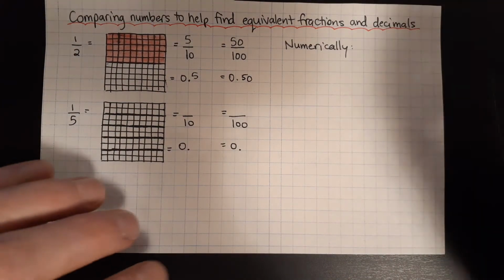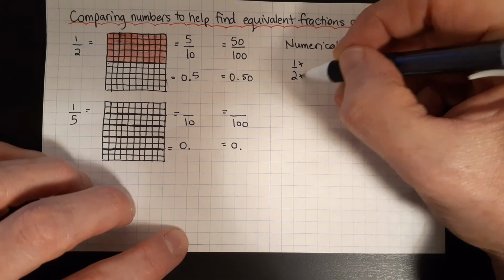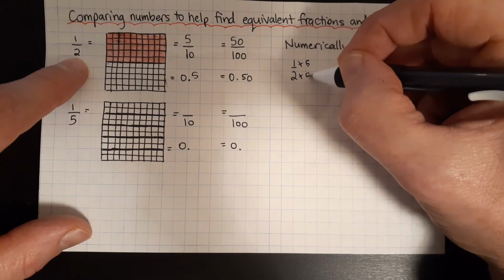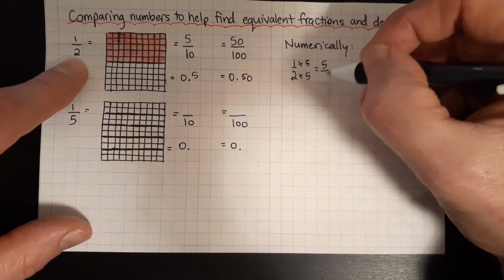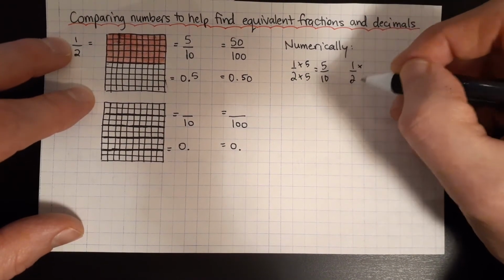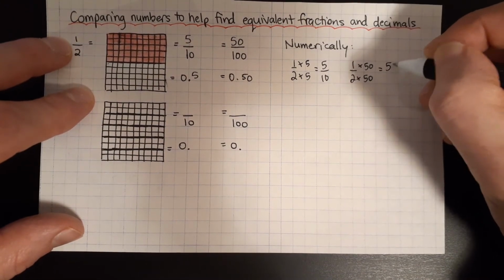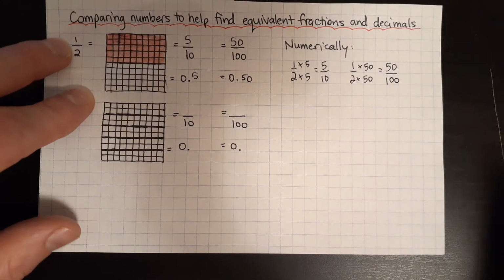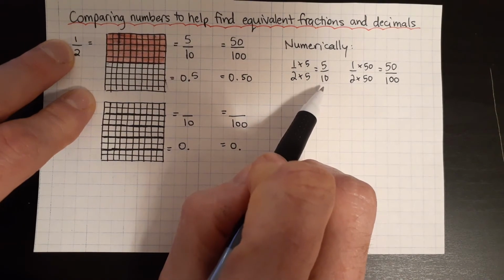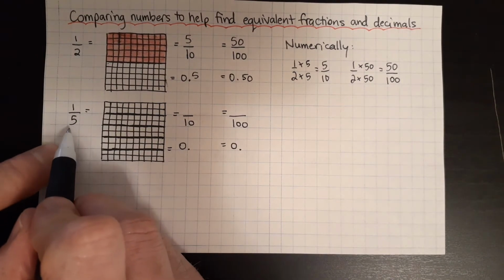Numerically, what I'm saying here is that if I have a half, I can use my scale factors. So if I multiply 1/2 times a factor of 5, that's going to give me 5/10. If I have a half and I multiply it by a factor of 50, that's going to give me 50/100. And so that's going to help me find equivalent fractions. Knowing the scale that I'm going to be increasing the fractions by is going to help me figure out other equivalent fractions. And so the next one I have written out here is 1/5.